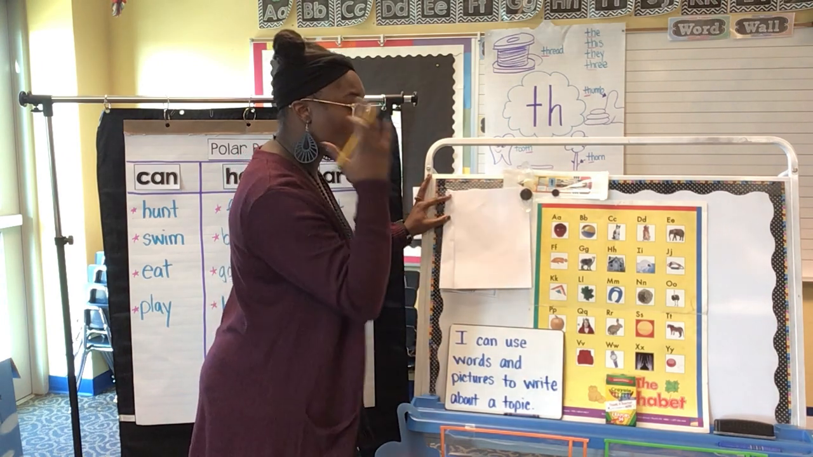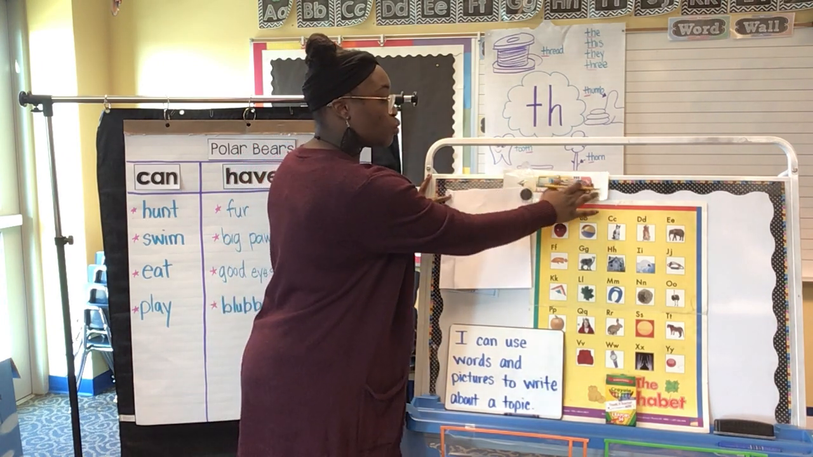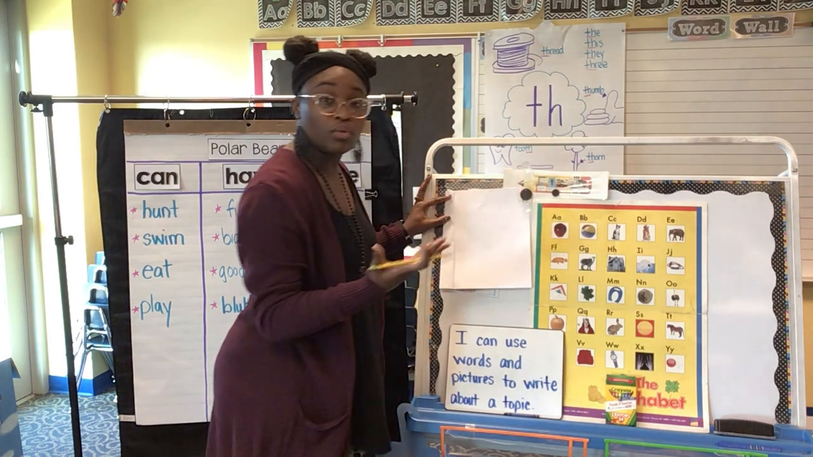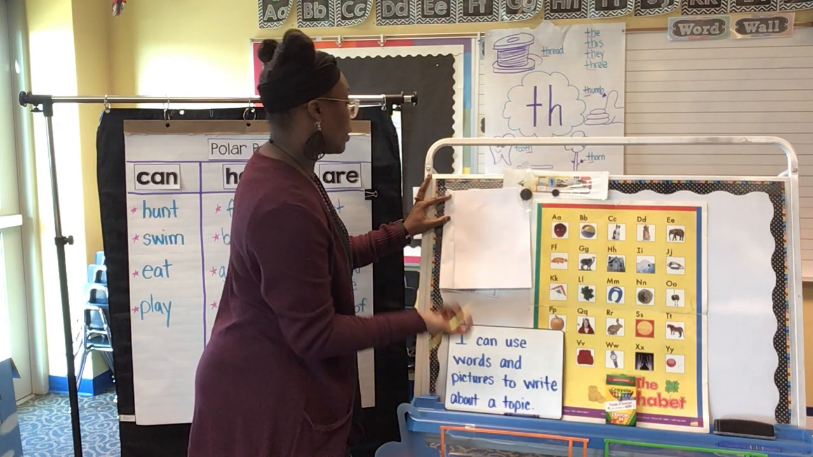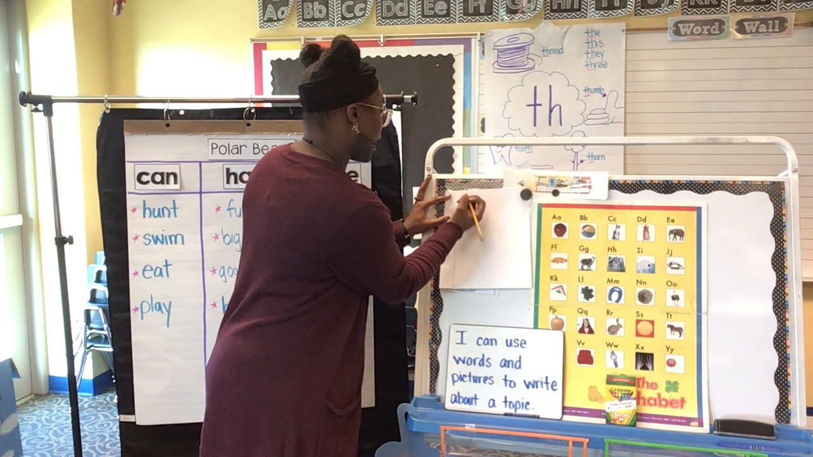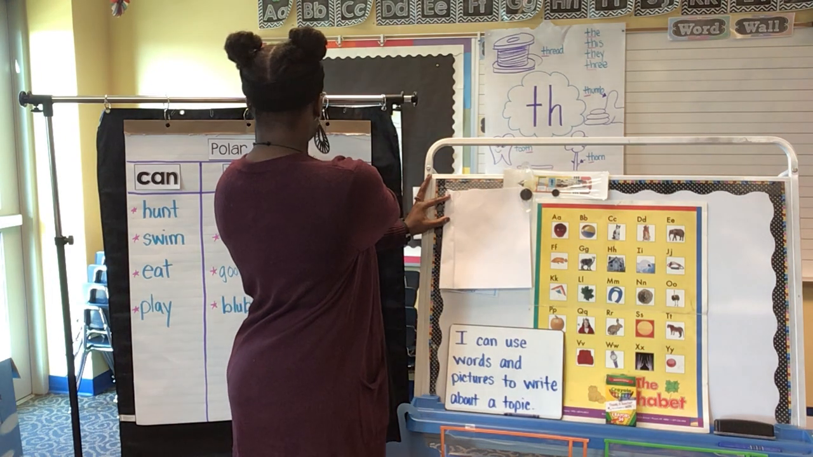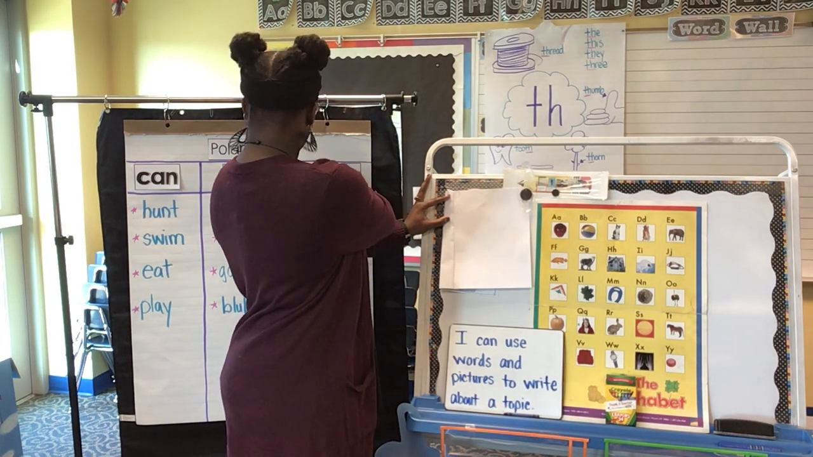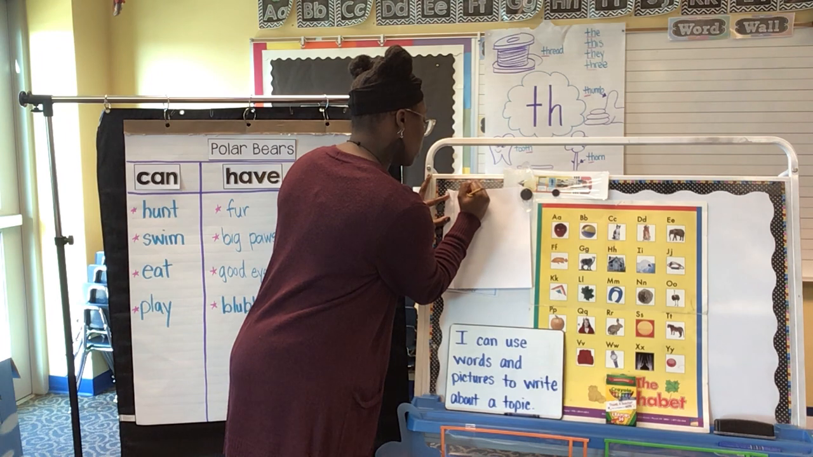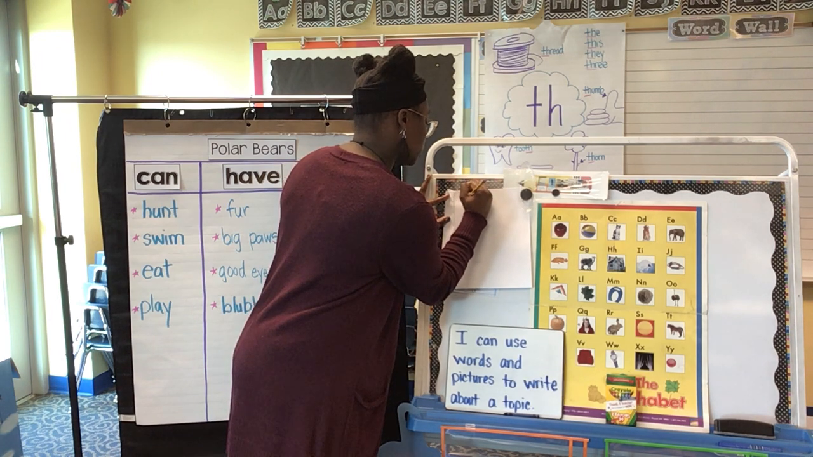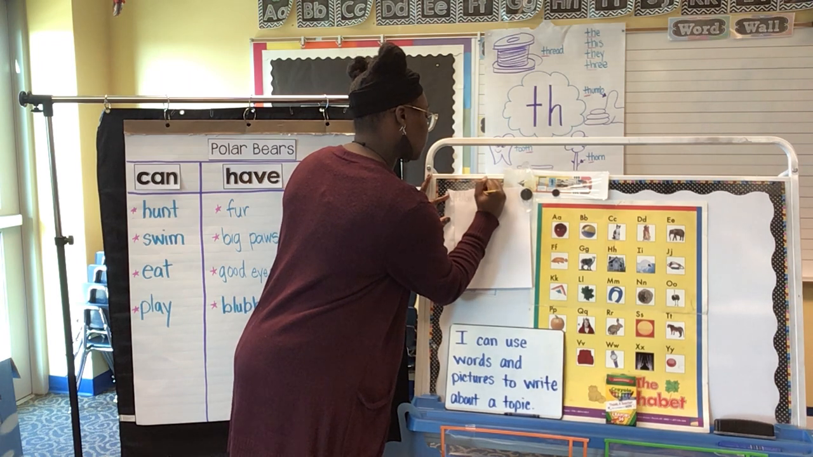Now remember, we're always thinking about our pencil rubric and the rules we need to follow when we're writing a sentence. I'm going to start my sentence with a capital letter: polar bears, with a capital P. I can always look back at the chart so I know how to spell polar bears. Here we go. Polar bears. And I make sure I put a space between my words.